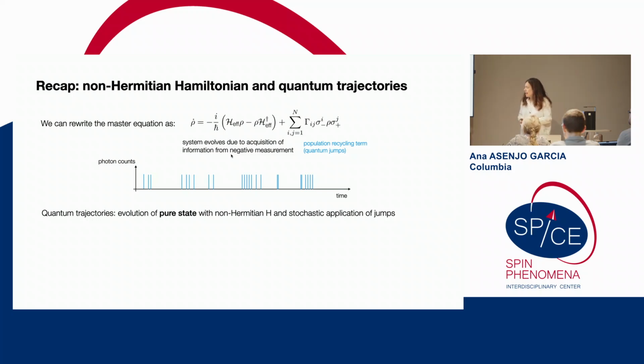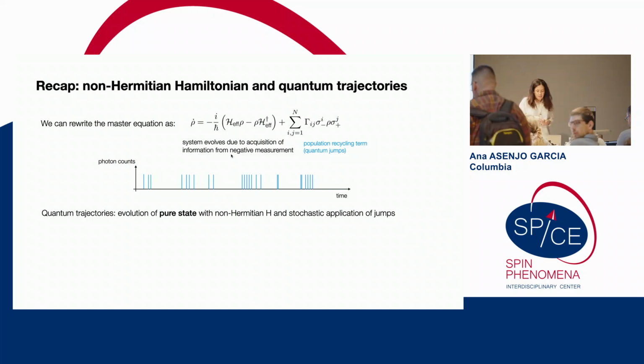Okay, so then once you've written the master equation like this, you can unravel this into what are called quantum trajectories, where instead of evolving a density matrix, you evolve a pure state. And then this pure state evolves via the non-Hermitian Hamiltonian. And at random times, you have to apply quantum jumps. Okay? And then when you average over many of these quantum trajectories, you obtain the description given by the master equation.